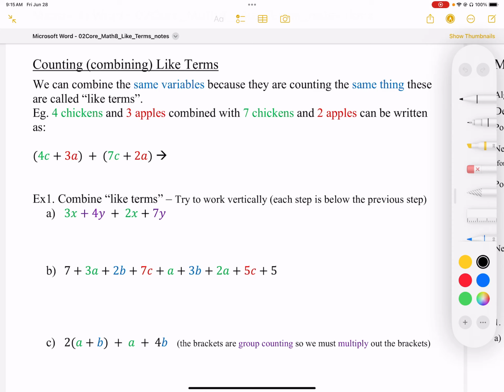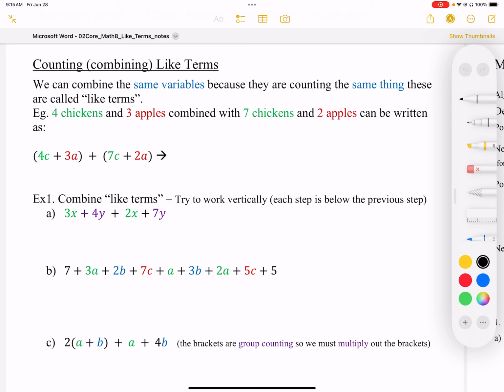Counting or combining like terms. Like terms are basically things that can be counted together. So we can combine the same variables because they are counting the same thing, and these are like terms. So for example, we have 4 chickens and 3 apples are combined or counted with 7 chickens and 2 apples.